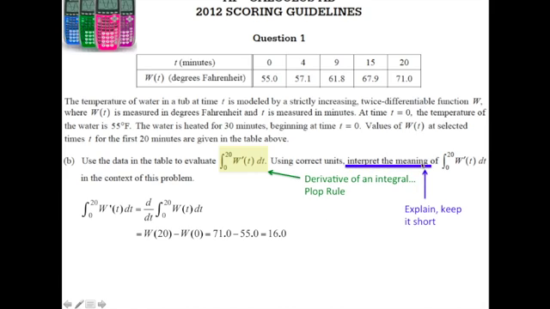And so now to interpret that, again, we're going to keep it short. This is a positive value, so it represents an increase in water temperature. So we have to say something about the temperature increasing. So we could either just say that, or we could say the water is warmed by 16 degrees Fahrenheit in 20 minutes. So notice we've incorporated the units here in our answer to give those numbers context with reference to the problem.